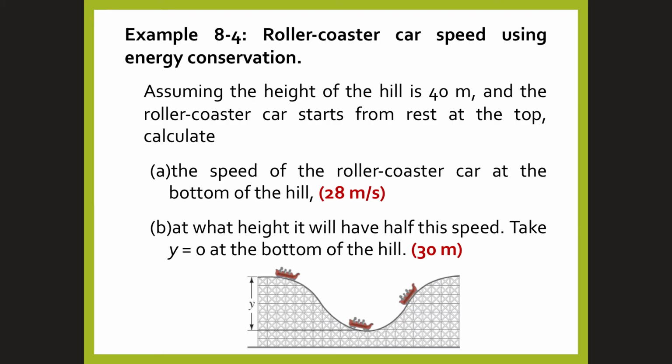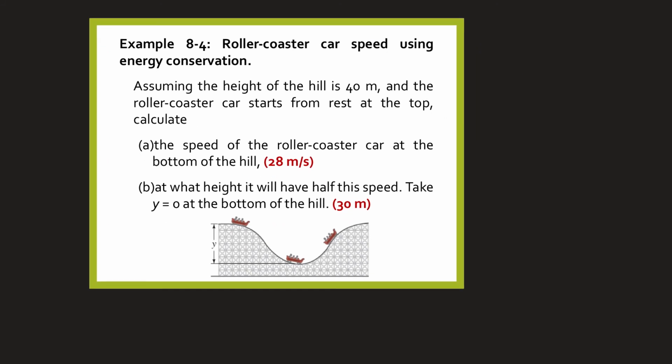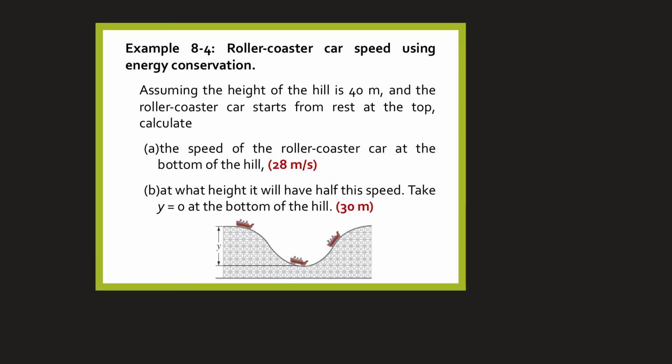Okay, this one is very easy. For example, the height of the hill is 40 meters, and the question asks you to find the speed of the roller coaster at the bottom of the hill. So you know that at this part you have potential energy and you are going to fully convert it into kinetic energy at this part.